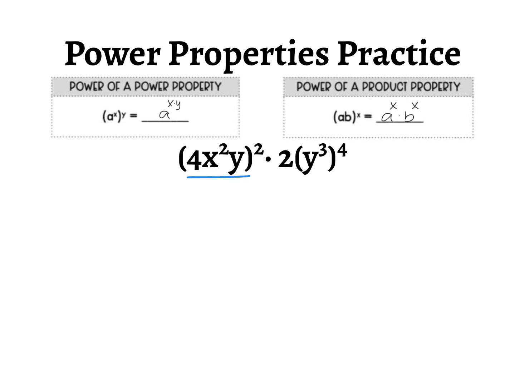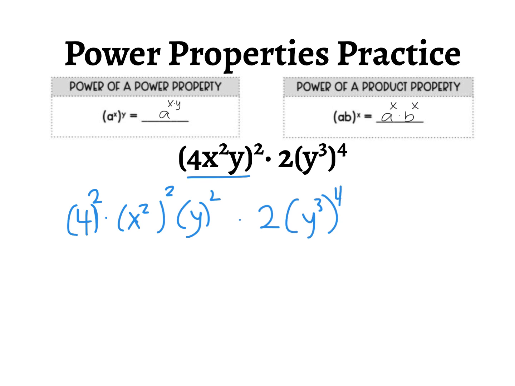On the left, I have the parentheses, I have 4 to the second, x squared to the second, and y to the second. Technically, I guess I can put the 4 in parentheses as well. Every term here was raised to the second power. Now, the 2 is not inside the parentheses, so I'm just going to write the 2 the way that it is, times 2. But now, the y to the third, that is going to be raised to the 4th power. So I copy that over here. Y cubed to the 4th.